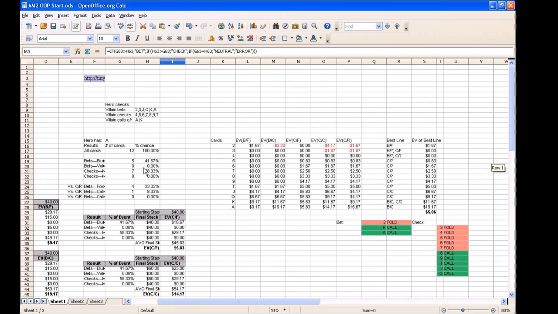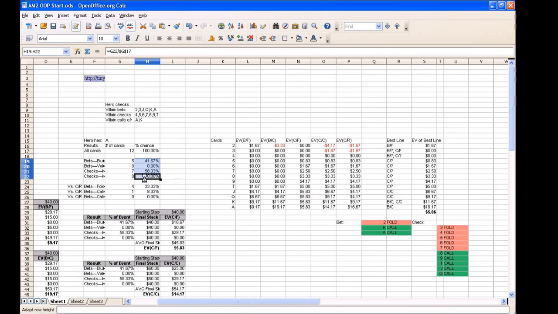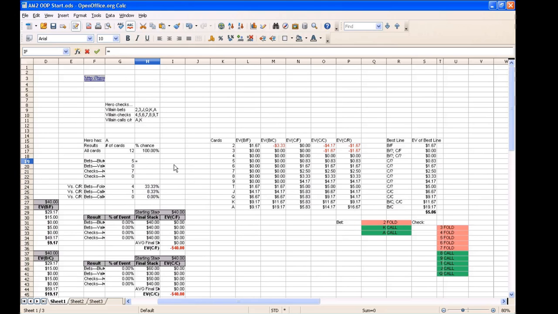But now let's move on to locking cells. This is something that's really useful and that I've done here already. If you see these dollar signs, that's what it basically is. So now let's say for these numbers, back at our table we just worked on, I want to simply divide 5 by 12. So 5 of the 12 cards gives us 41.67%.